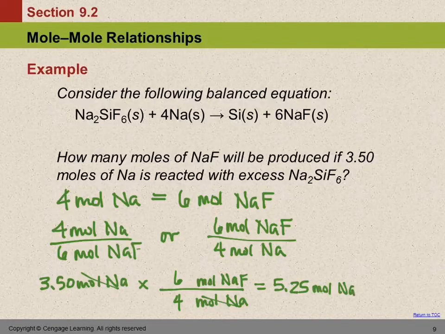5.25 moles of sodium fluoride. And then we ask ourselves, well, does that make sense? Is that a reasonable answer? If I had 4 moles of sodium, I could make 6 moles of sodium fluoride. But I have 3.5. I have a little less than 4. So if I'm starting with less than 4, then I would expect to end up with less than 6, right? I certainly couldn't get more. And this is a little less than 6, so that's reasonable.